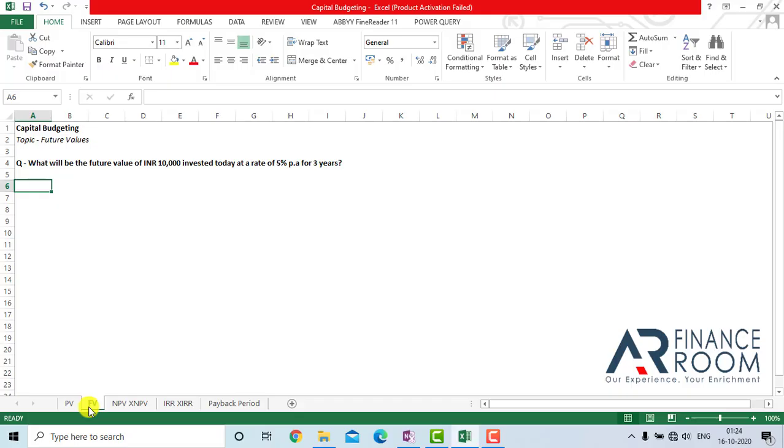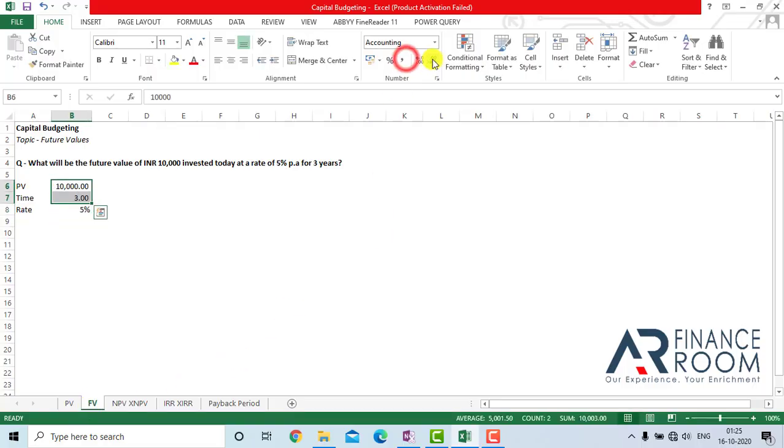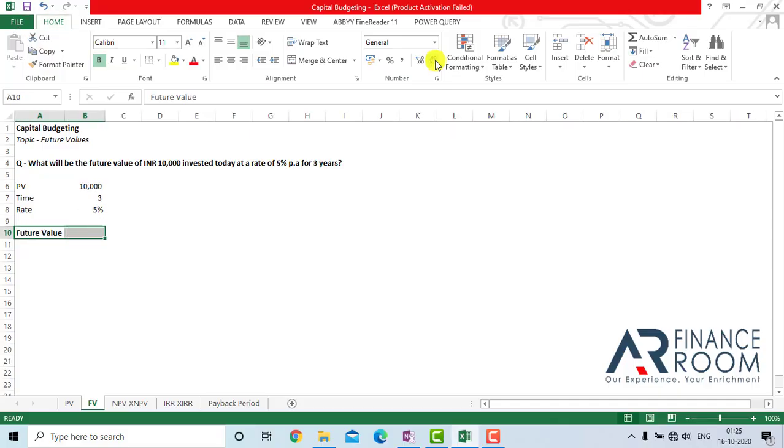So the question is, what will be the future value of rupees 10,000 invested today at a rate of 5% per annum for 3 years? All right, so what are the parameters that we have? We have a present value, 10,000. We have time, 3 years. And we have the rate as 5%. All right, so these are the parameters that we have in the question. We need to find out the future value. All right, we need to find out the future value. How will we do that?